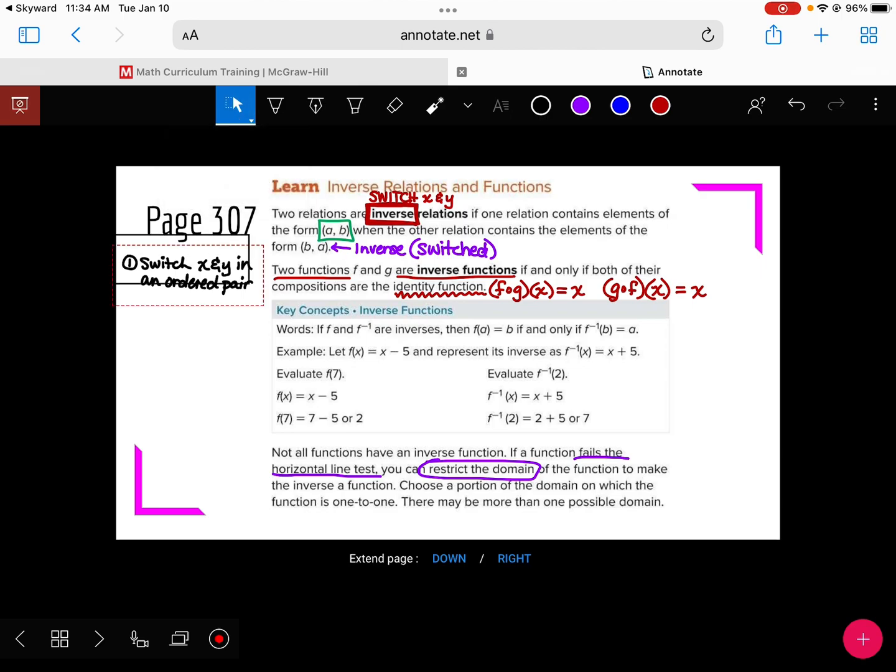I want to come in and practice doing some of this. Let's look at example number 1. If you look down at the bottom of the page, example number 1.